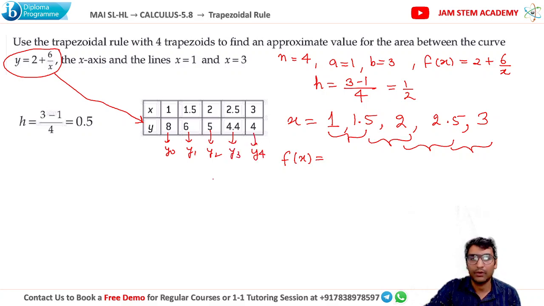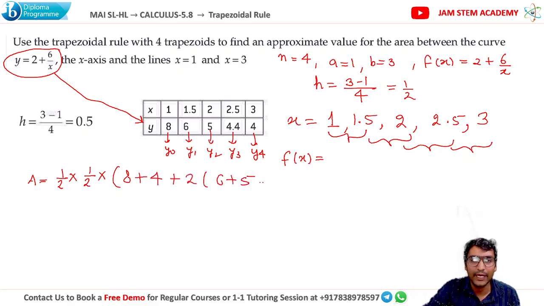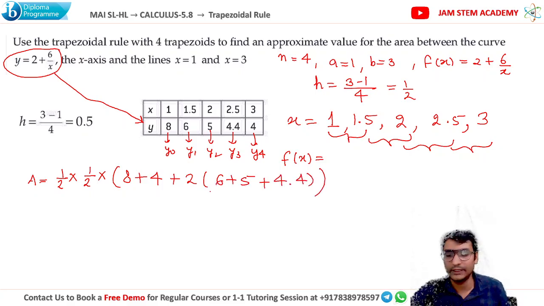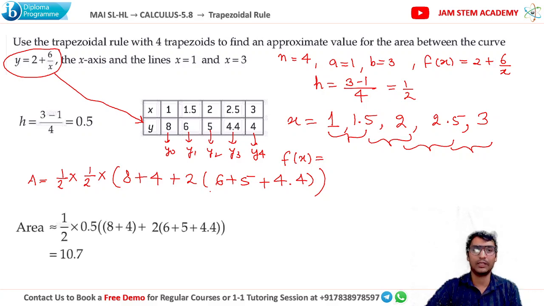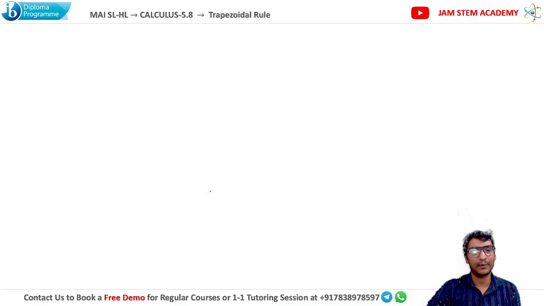Okay. Now let's find the area using the trapezoidal rule. So what that says, it says area will be given by half times the width, which is again half, times you have to write the first value and the last value once, means 8 plus 4, plus twice the mid values, which is 6 plus 5 plus 4.4. And you can either use your GDC or you can do it manually. Simplify this and you will get the approximate value of the area under the curve. Okay, that comes out as 10.7. So in this way you can use the trapezoidal rule.